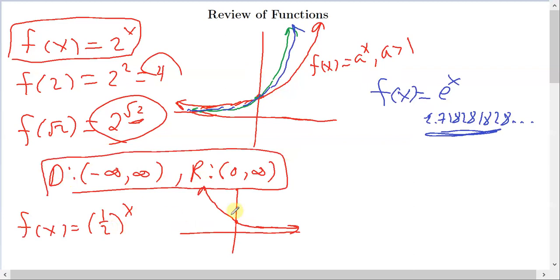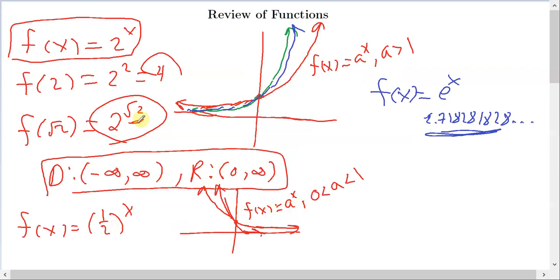But this is the graph, or sort of this shape, for any a to the x where we always have a bigger than 0 but between 0 and 1. So 1/2 to the x, 1/3 to the x, 0.9 to the x. They all sort of have this shape. And the farther from 1 that you are, the steeper it gets this way. So this would be like 1/3 to the x. The closer you are to 1, the flatter it gets.